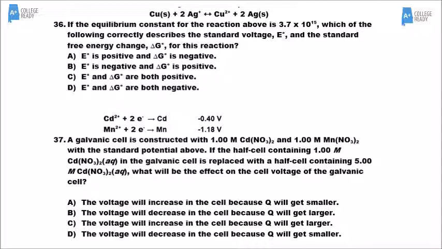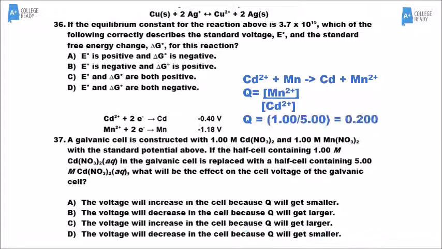For number 37, again, this is a Nernst equation, and it's just asking you to identify what happens when you change concentrations. So we've got to flip one of them, and the overall reaction is this. We flip the manganese equation so that when we add them together, we come up with an overall positive answer. Q, therefore, will be the manganese ion concentration over the cadmium ion concentration. Remember that we would not include the solid manganese or the solid cadmium because we don't include pure solids in Q expressions. So when we plug in the math, we get 1 over 5, which is equal to 0.2.